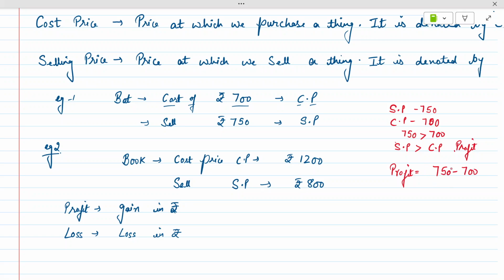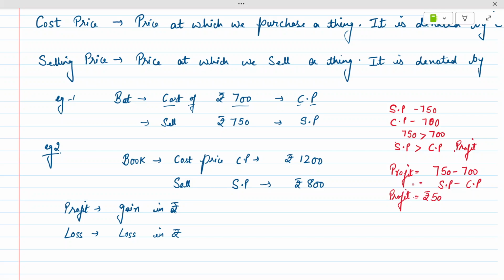The price at which I sold the thing and the price at which I bought the thing, that is SP minus CP. It will give us the gain or loss. So in this case, my profit will be rupees 50. So rupees 50 is my profit in the first scenario.